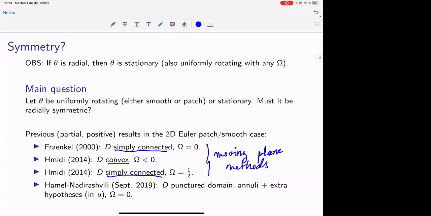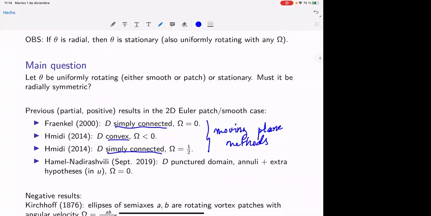Now the moving plane methods struggle a lot with this condition of the f being a different constant. And there is a recent paper by Hmidi and Nadirashvili where they can prove similar results when D is a punctured domain, whenever it is, say, an annulus or a disk with a hole. And there are some hypotheses which are neither contained in ours, nor ours contained in theirs. So these hypotheses are somewhat disjoint in some sense. I mean, they may have overlap, but none of them is contained in the other, in the case when omega is negative. Okay, so these are results on the positive side, meaning that there is rigidity.